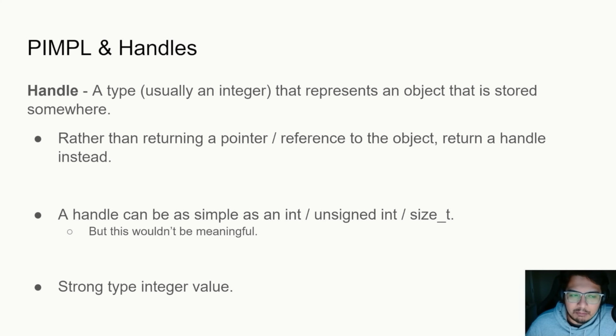A handle is a type, usually an integer, that represents an object that is stored somewhere in the program. So rather than returning a pointer or a reference to the object, you return a handle instead. This really helps with ownership because we no longer have problems with ownership of a resource. And a handle can be as simple as an int or an unsigned int or a size_t, but that itself wouldn't be meaningful because it has no meaning to the resource. So what people usually do instead is that they will provide a strong type integer value as a handle.